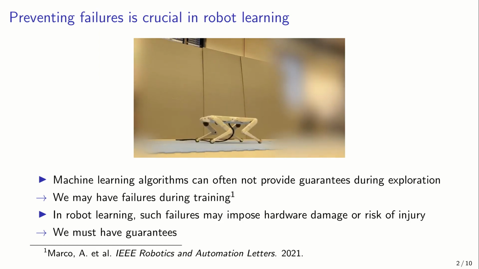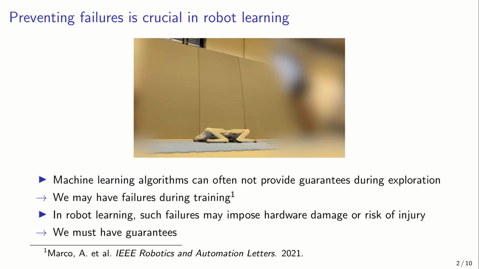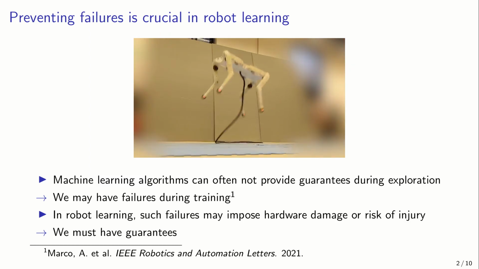One of the issues that we are facing is that many of the popular machine learning algorithms cannot provide guarantees during exploration and therefore may encounter failures during training, as in the video shown above. While for this particular robot, this is uncritical, in general, when dealing with more fragile robot hardware, failures may cause severe hardware damage or even risk the injury of people standing close by.